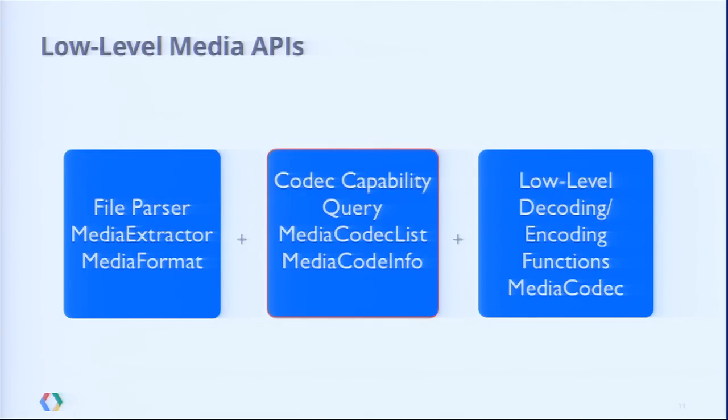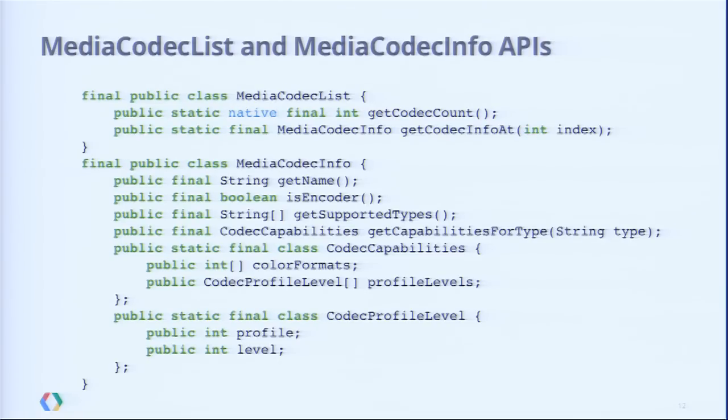Now, let me move on to the second part of the media API. Basically, it is the ability to query the capabilities of the media codecs available on an Android device. So we published two new APIs, media codec list and media codec info. Let me show you how these two APIs work.